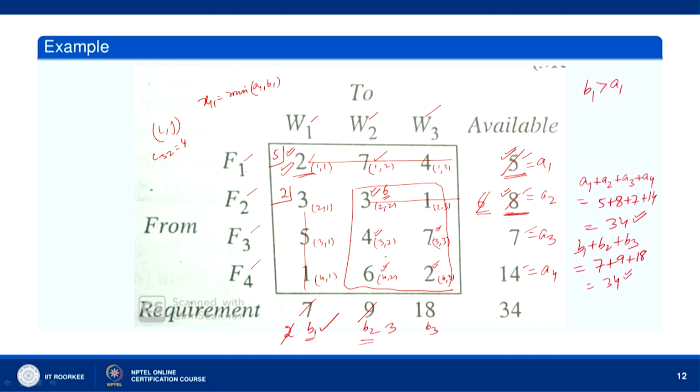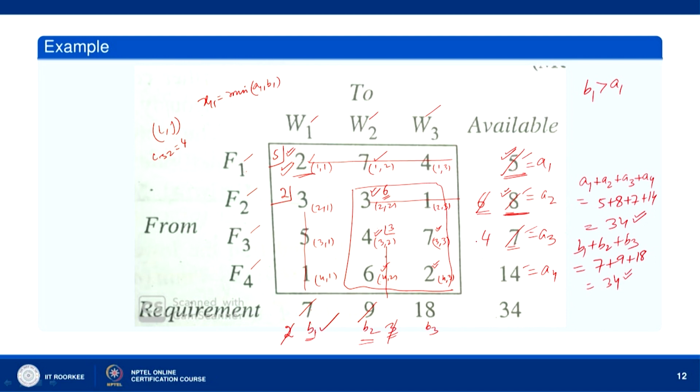Here, the availability at F3 is 7, and we have 3 more units needed at the warehouse W2. So, 3 and 7, the minimum is 3. So, we allocate 3 here. Then this column is now crossed out, because W2 has been allocated all the 9 units. So, 3 we subtract from here, and we get 4. 4 are still to be allocated.